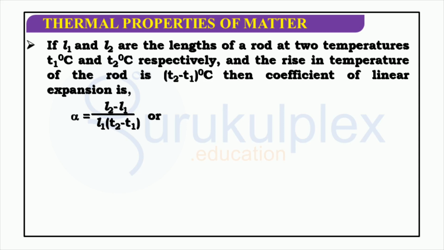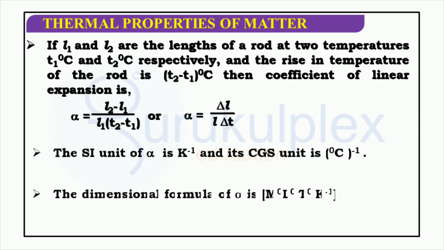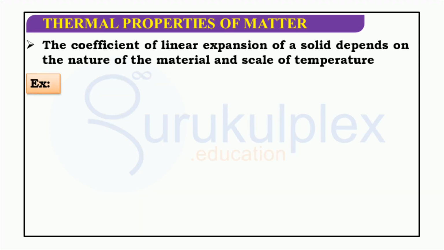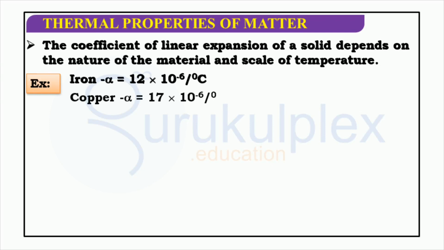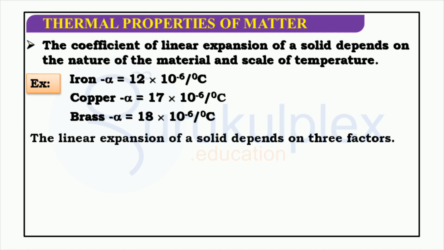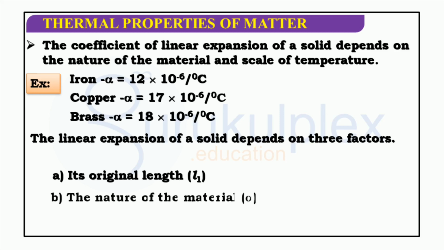By being aware of the coefficient of linear expansion, engineers and scientists can predict the behavior of different materials when temperatures change. Thermal properties of matter are an essential part of science. The coefficient of linear expansion of a solid varies based on the material and temperature range, being unique to each material. To illustrate, iron has a coefficient of 12×10⁻⁶ per °C, whereas copper and brass have coefficients of 17×10⁻⁶ per °C and 18×10⁻⁶ per °C respectively.